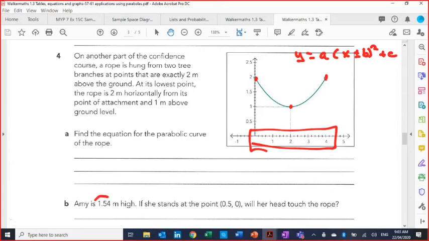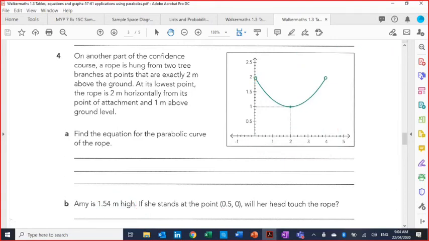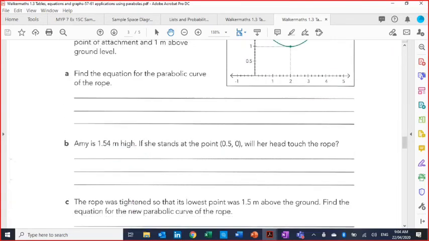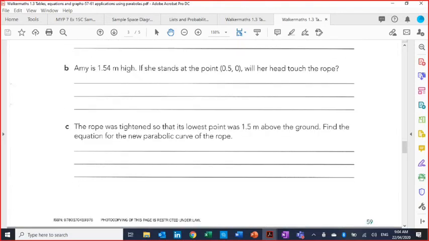Then they're asking you, Amy is this tall. Will her head hit the rope? Well, if she's that tall, she's standing at that point, just plug that in and solve it to find out if she's touching the rope. Find out what the rope is doing at that point, how high it is.